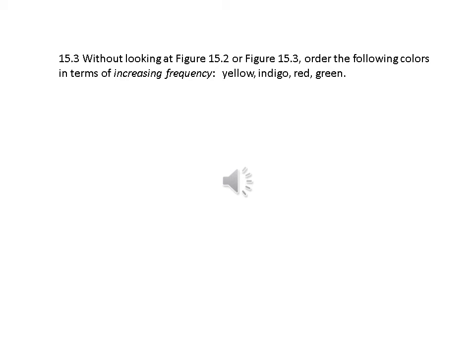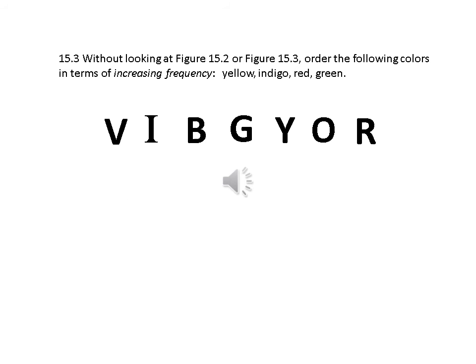On your own, question 15.3 asked, without looking at figure 15.2 or figure 15.3, order the following colors in terms of increasing frequency: yellow, indigo, red, green. And so if I were approaching this question, if I were a student, the first thing I would do is write out my Roy G. Biv. And so you have permission to do that if a question like this turns up on your quiz or on your test. The first thing you should do is go ahead and write down Roy G. Biv.